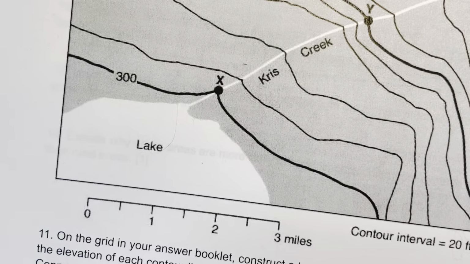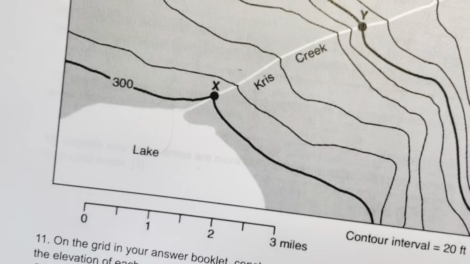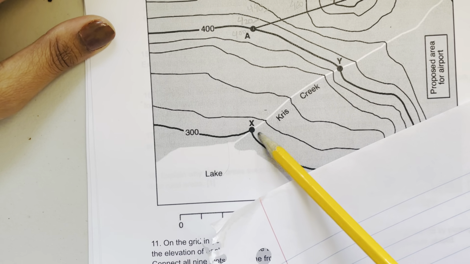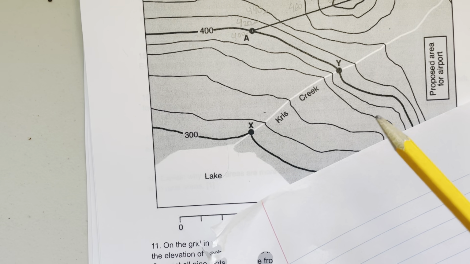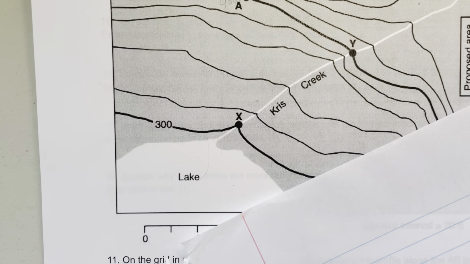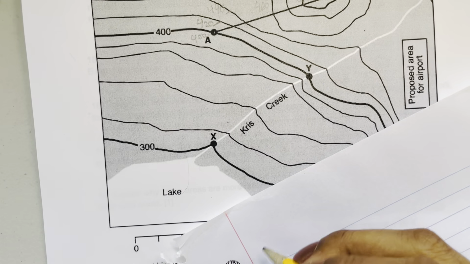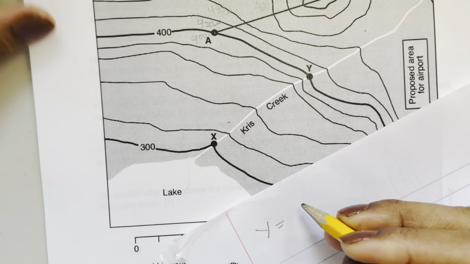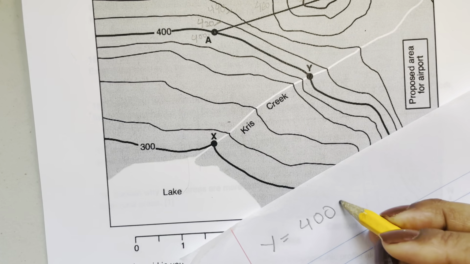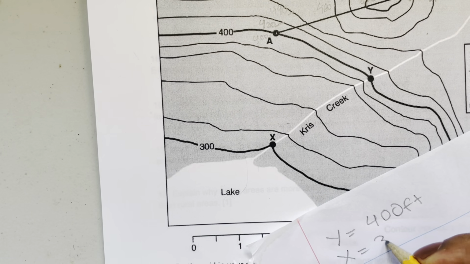my top value, which is just the change in field value. So for the change in field value, let me zoom out a little bit. I just need the elevation of Y and the elevation of X, and I should find the difference. It should be the higher elevation minus the lower elevation so that we get a positive value. So let's see. Y's elevation is 400. And remember, this map is in feet, the elevations. And X's elevation is 300 feet.